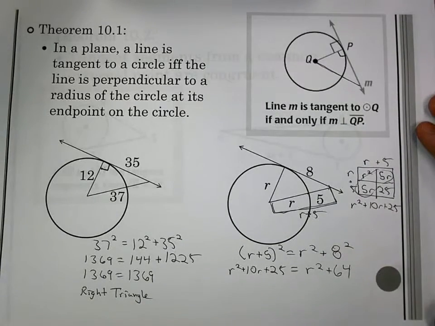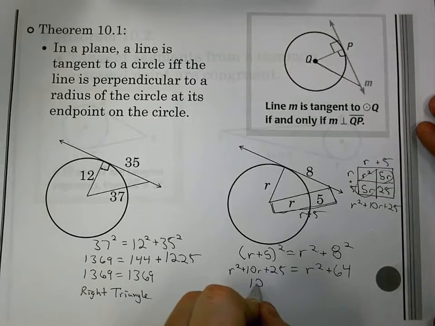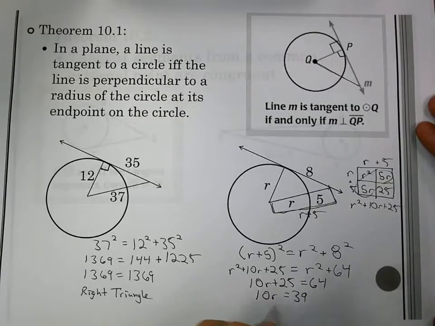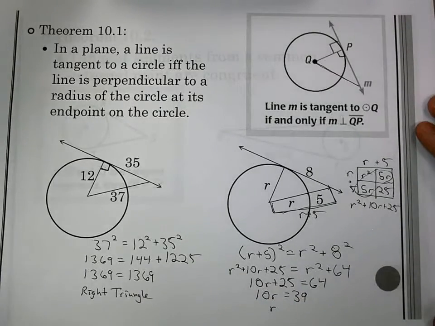But I have an r squared on both sides, so I can subtract it from both sides. I have 10r plus 25 equals 64. That becomes 10r equals 39. Is that 39? Let's double check. Yeah, 39. I divide, I get 39 over 10, or 3.9. So our radius here would be 3.9 units. The key thing you're going to see there is where you have to square that r plus 5. Got to be careful with that one.